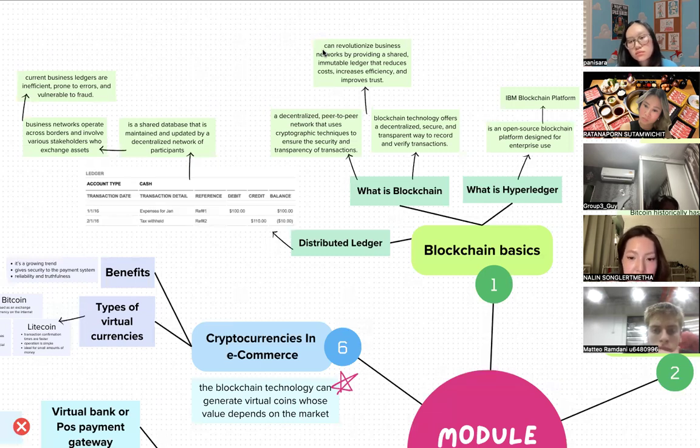And lastly, Hyperledger. Hyperledger Fabric is an open source blockchain platform designed for enterprise use, and it provides a flexible and secure framework for businesses to build and deploy blockchain solutions. And the IBM blockchain platform is a commercial offering built on top of Hyperledger Fabric.